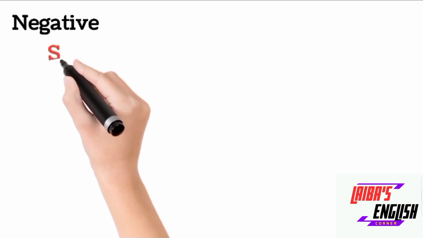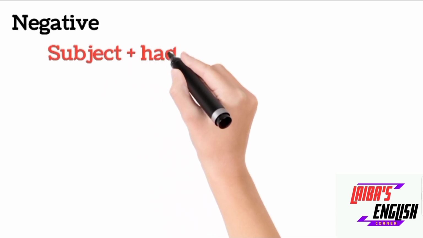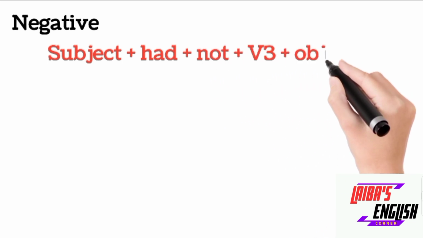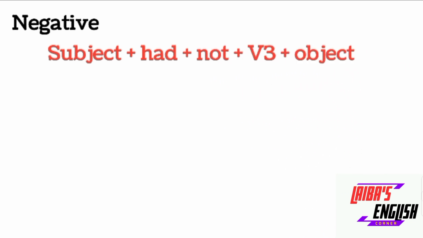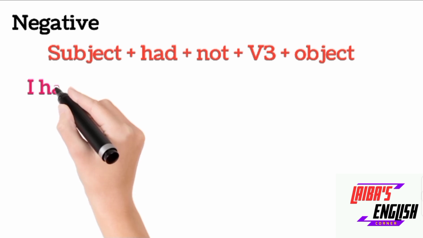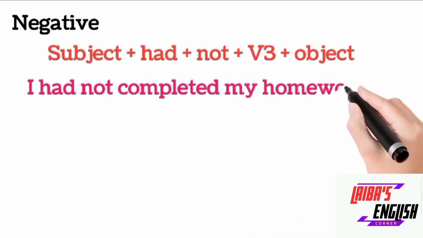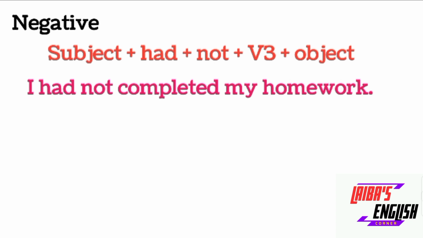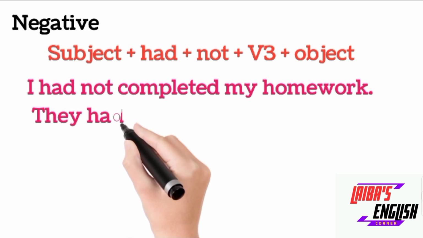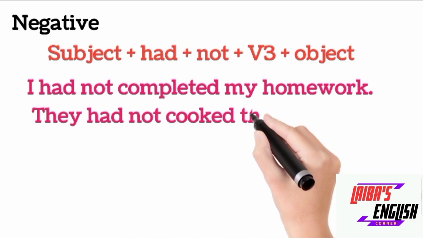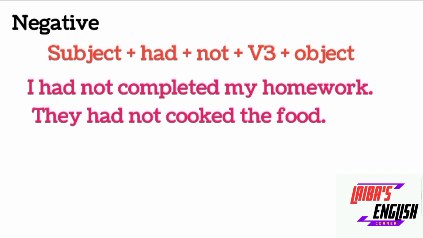Now we have to make negative of this past perfect. For making it negative, we have to put not after the helping verb which is had. So the structure will be subject plus had plus not plus verb third form plus an object. For example, I had not completed my homework. Second example of the negative tense is they had not cooked the food. So here they is a subject, had plus not, verb third form and an object.